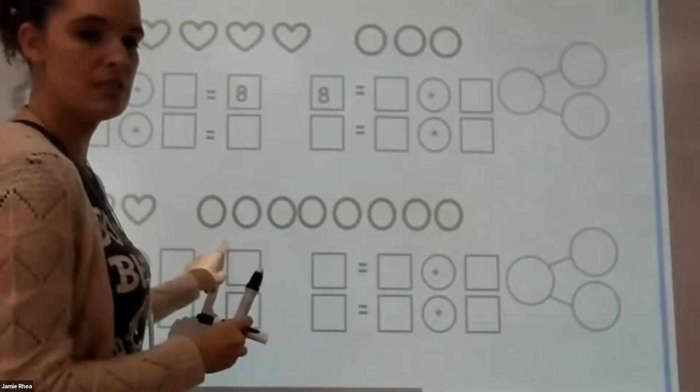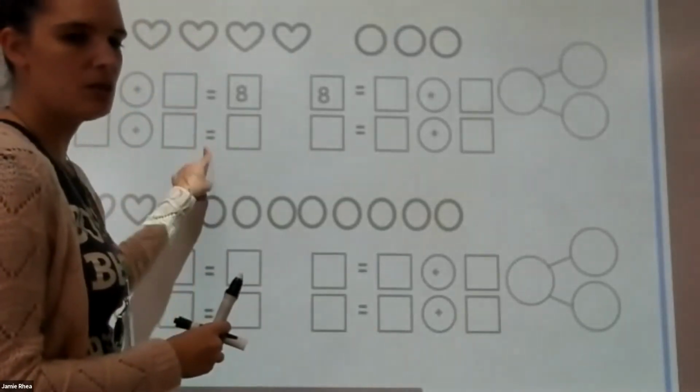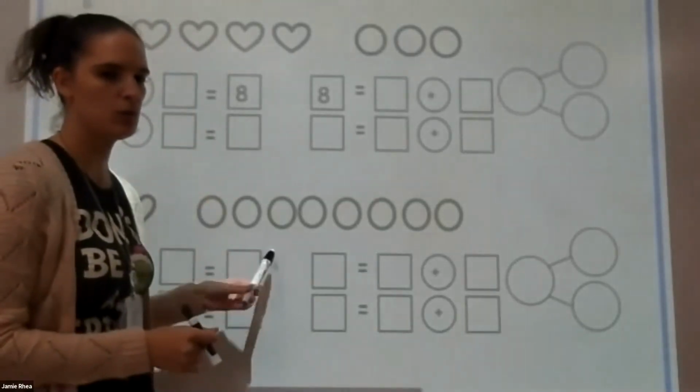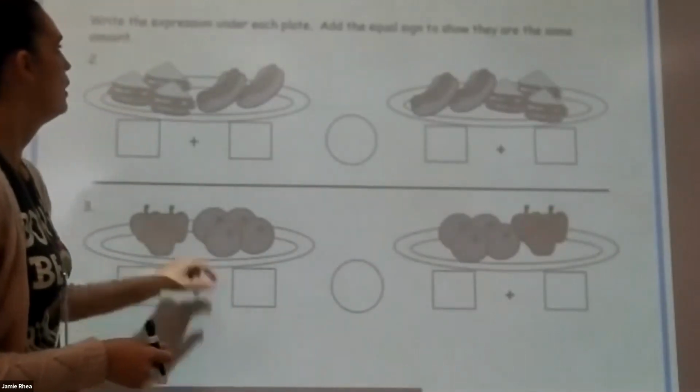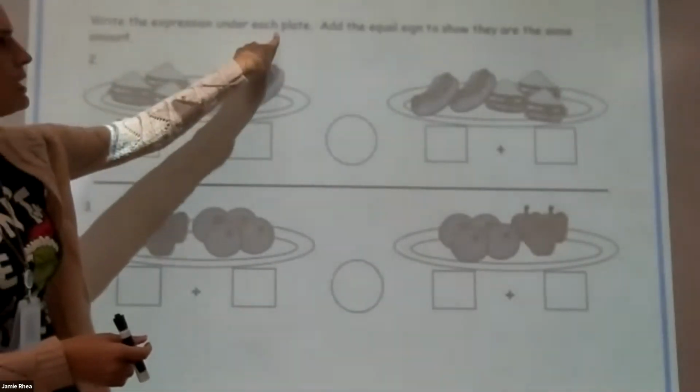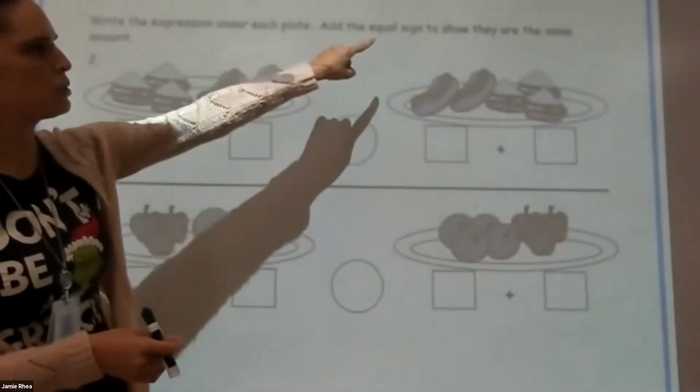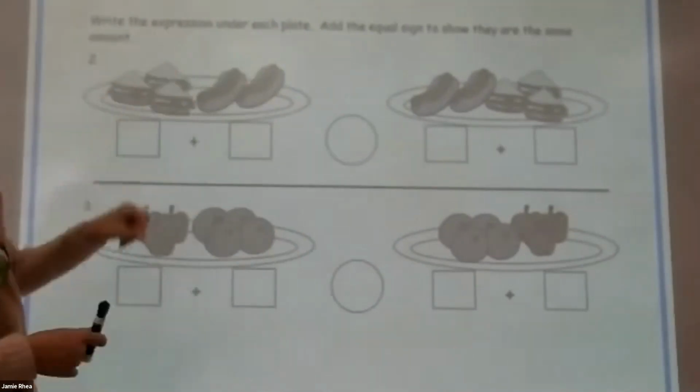Okay, you are going to do C. I'm not going to do these for you. You're going to do them. I already showed you one. So let's look at number 2. Write the expression under each plate. Add the equal sign to show they are the same amount.